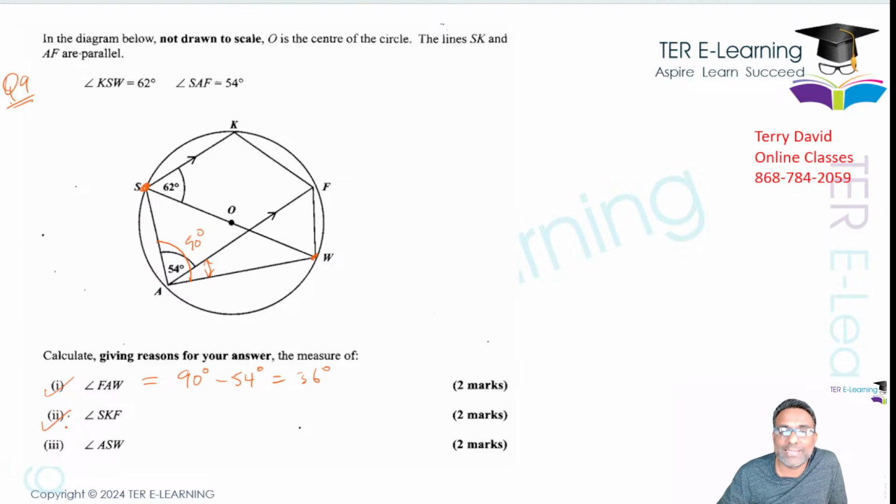Next thing we want to get is SKF. SKF is this angle here. Now let me just erase something here. So this here is 36 degrees. All right, let's see how we get to that angle there.